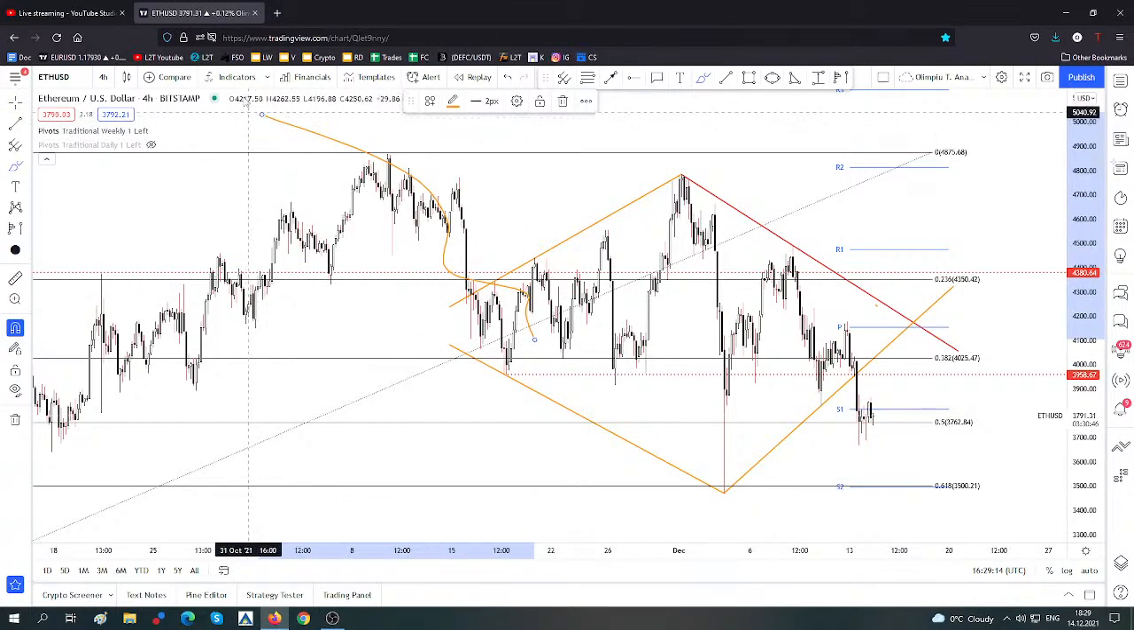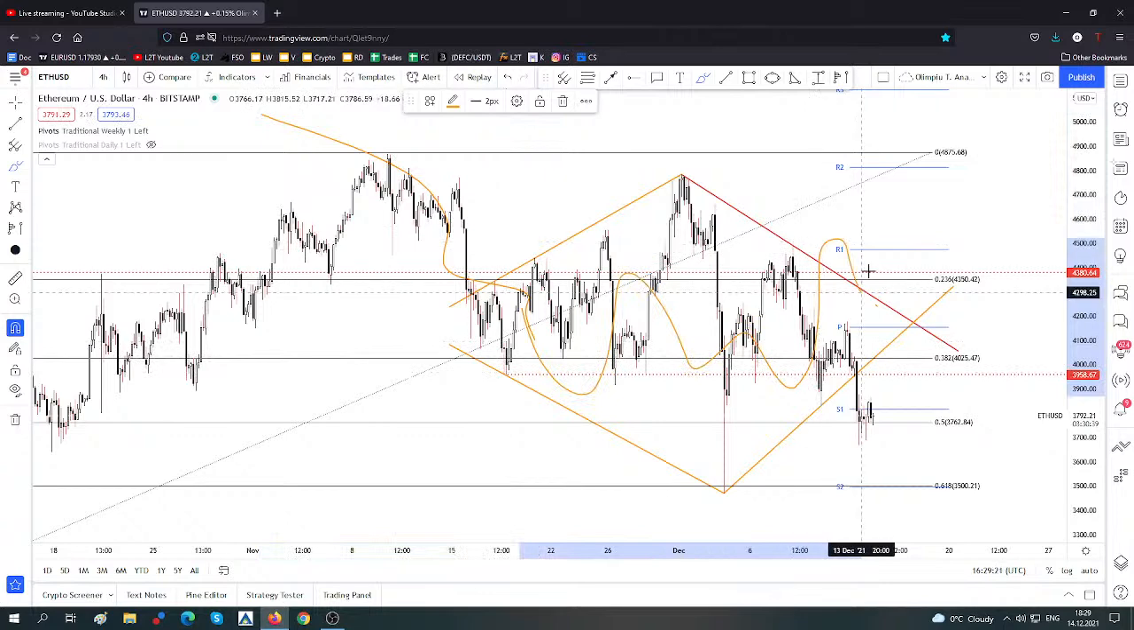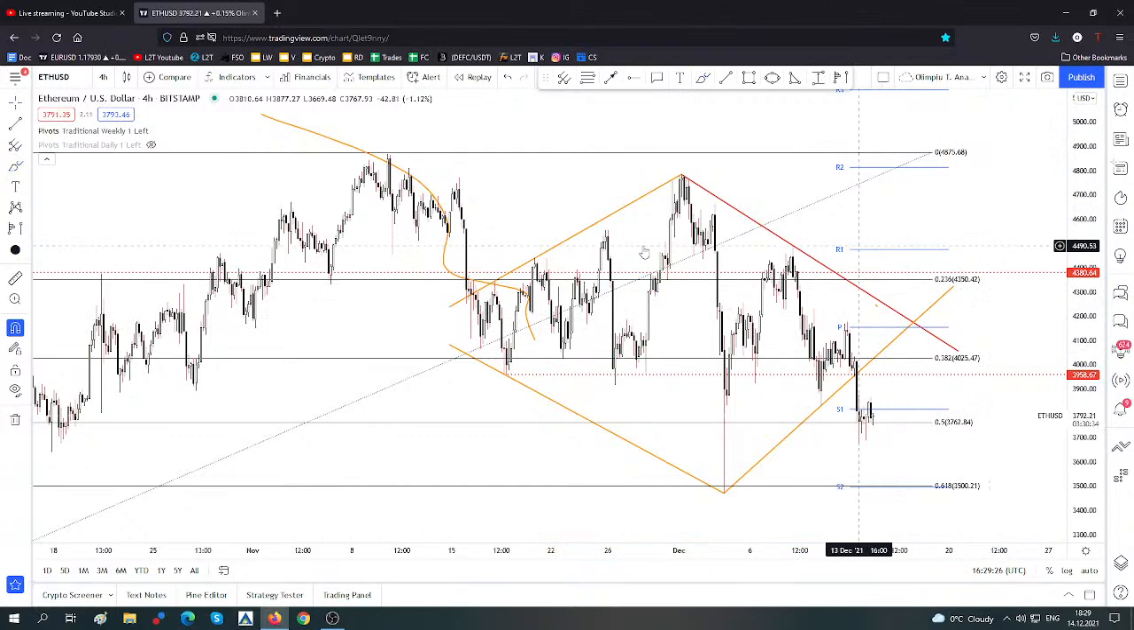If you have something like this, like a downtrend followed by a diamond, most likely we'll have an upside breakout and an uptrend.